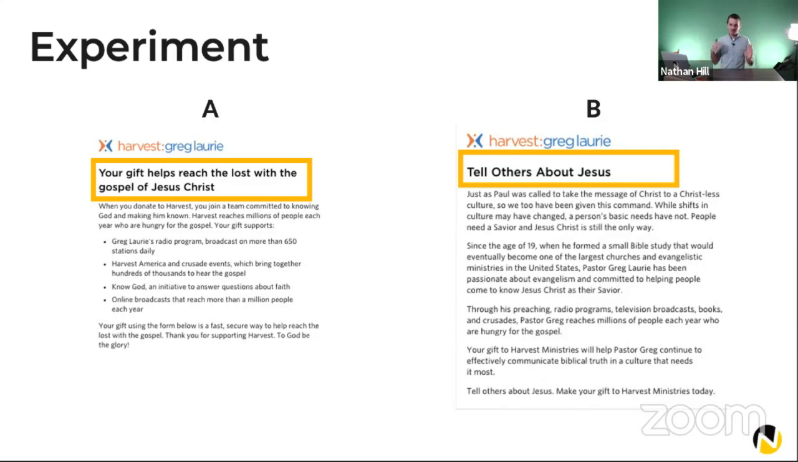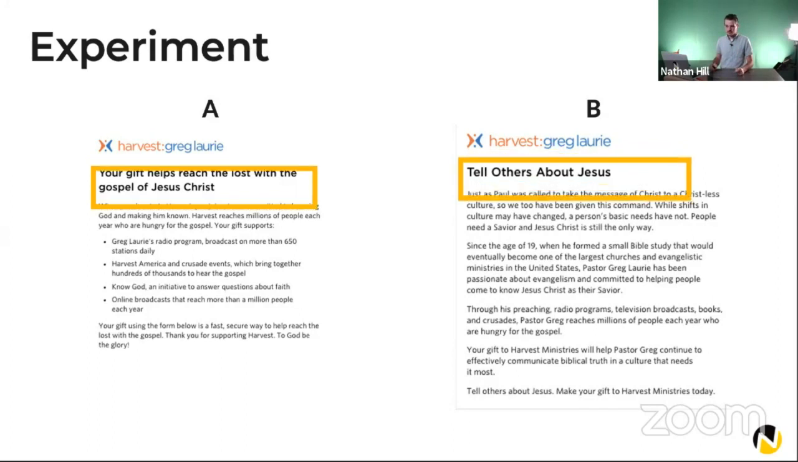Version A says your gift helps reach the lost with the gospel of Jesus Christ. This is a faith-based ministry submitted to our library, just so you know kind of the context. Version B says tell others about Jesus. These are the headlines, and they go on from there.